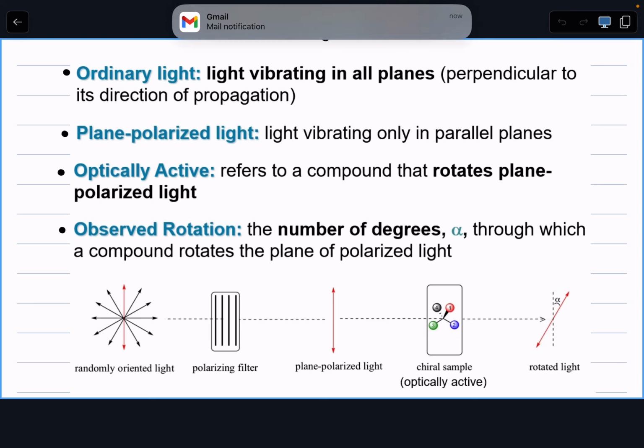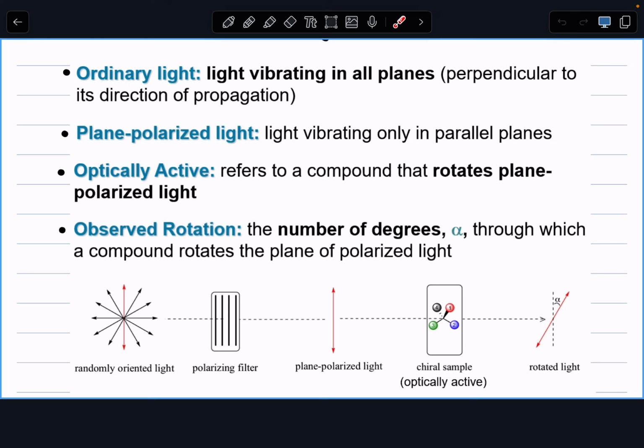And from there, whenever that plane polarized light meets an optically active molecule. So the definition of an optically active molecule refers to a compound that rotates plane polarized light, which is a little bit jargon-like. The other way to put it: we know that enantiomers are optically active.